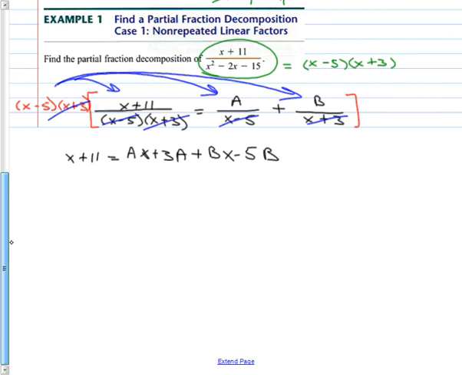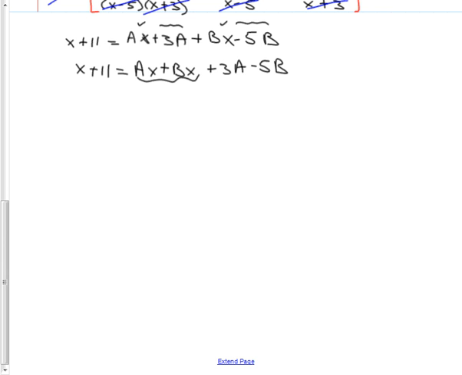Next thing we're going to do is get like terms together on the right side. There's an x term here and there's an x term here, ax plus bx. This is a constant or a number. Remember, a and b are going to be some numbers. So that's a number and this is a number. So I'm going to write those together, plus 3a minus 5b. Now right here with the x term, I'm going to factor out the x. But I'm going to factor out the x on the right side instead of factoring out the x on the left side like we normally see, and we'll see why I'm doing that in a minute.